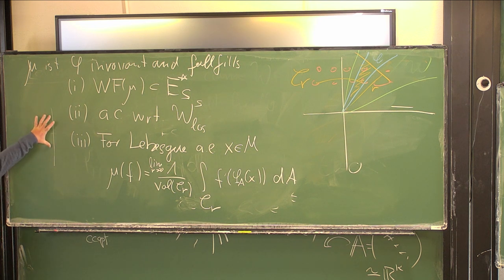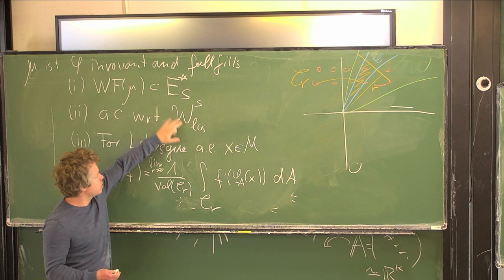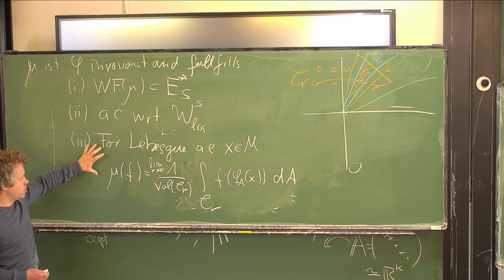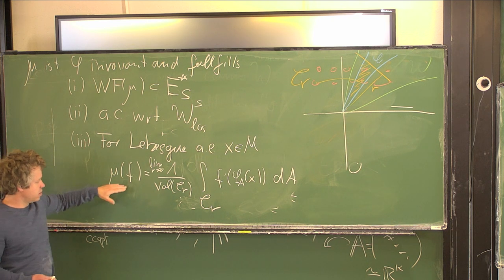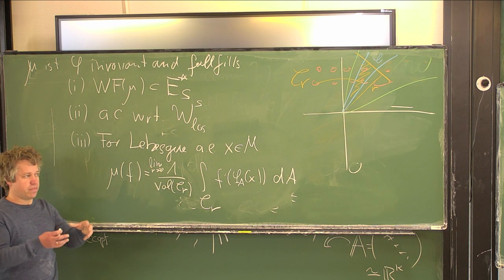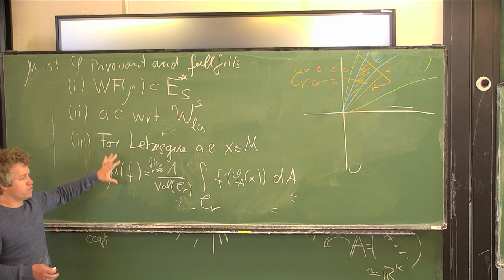In particular, those two points are the classical characterization of SRB measures for flows. So SRB measures are the unique invariant measures that are absolutely continuous with respect to the stable foliation. And this is sometimes termed a physical measure, such that it has an open attractor of positive Lebesgue measure. And here even a full Lebesgue measure, because we have transitivity.